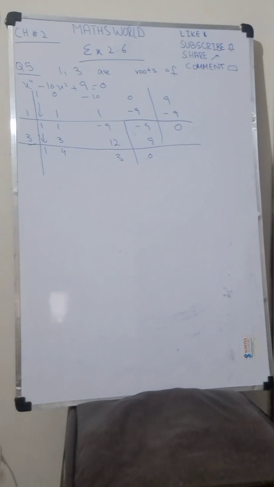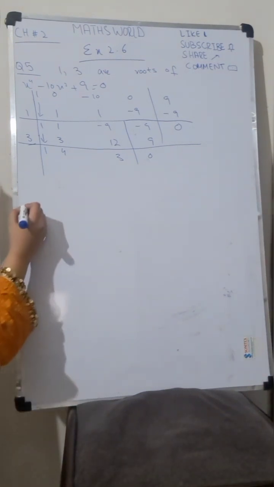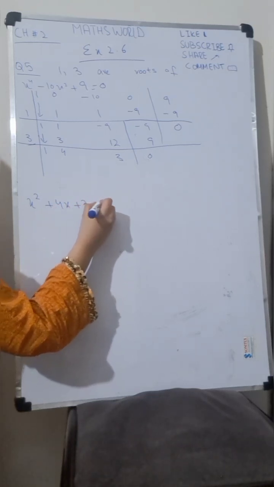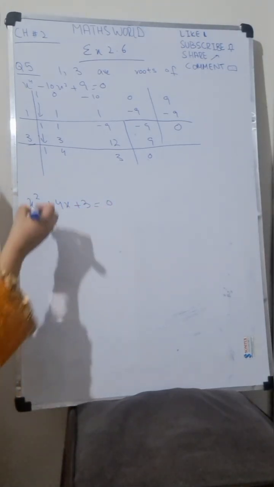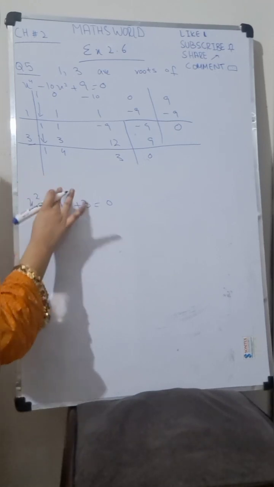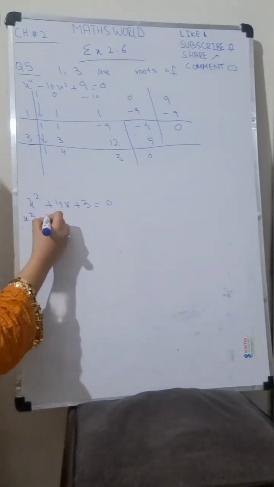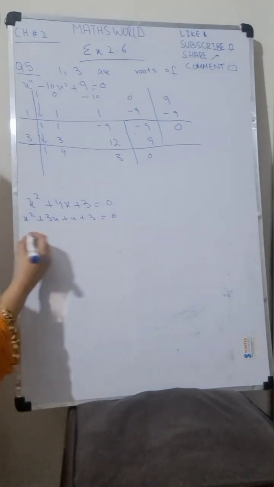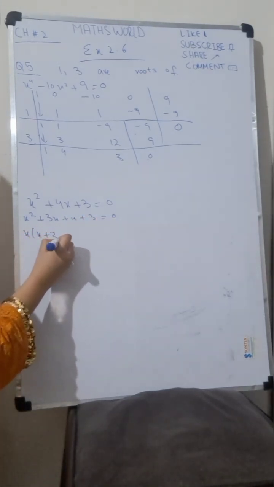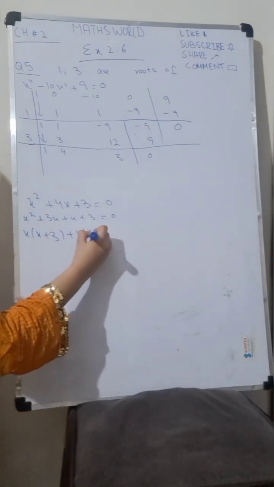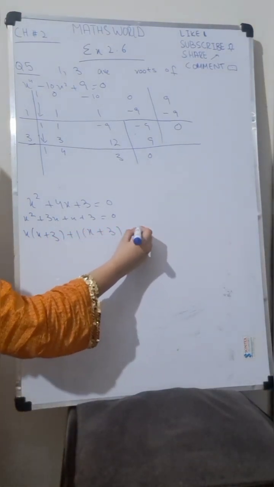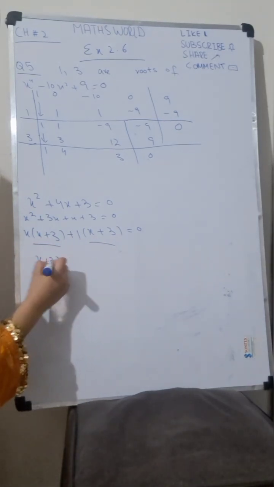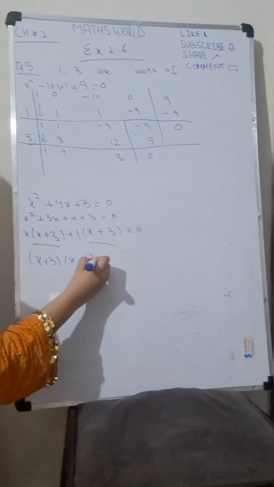Compress now x square, you write here x square plus 4x plus 3 is equals to 0, and if you find the value of x also, so you can find it. x square plus 3x plus x plus 3 is equals to 0. Simply factorize it. x plus 3 into x plus 1 is equals to 0.